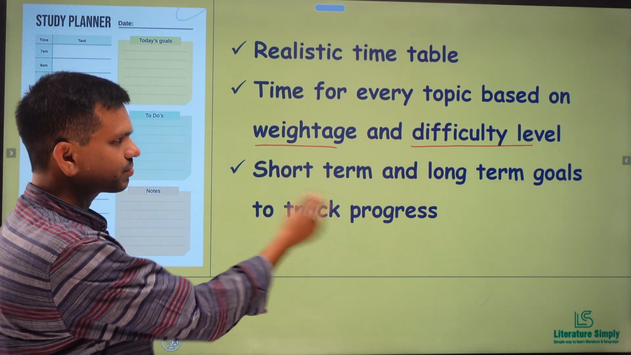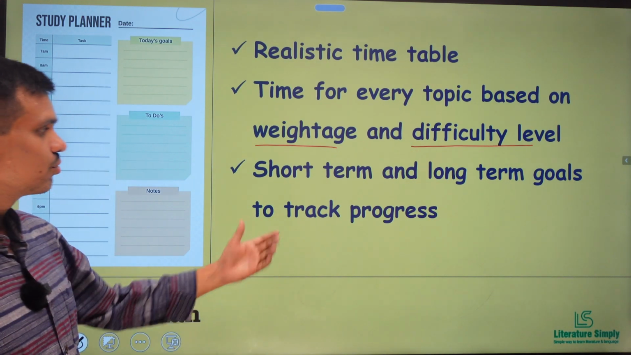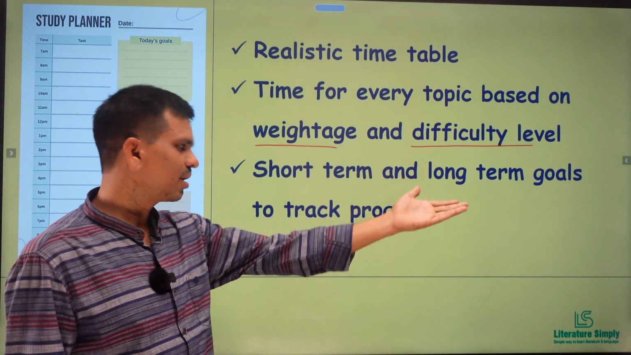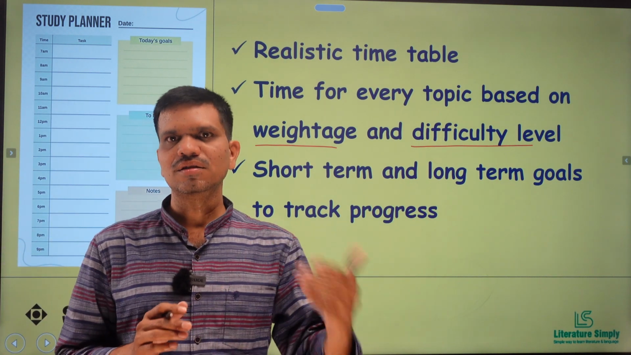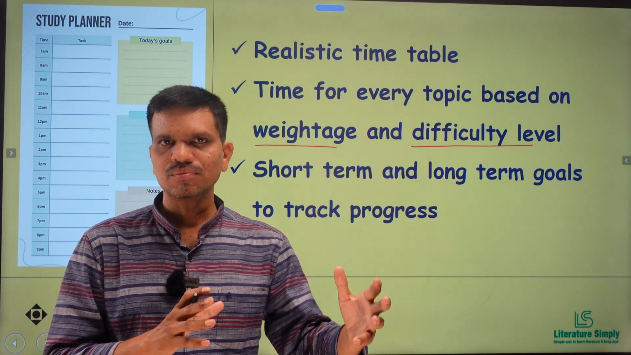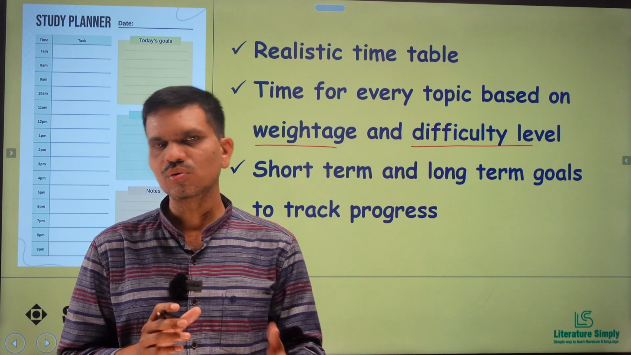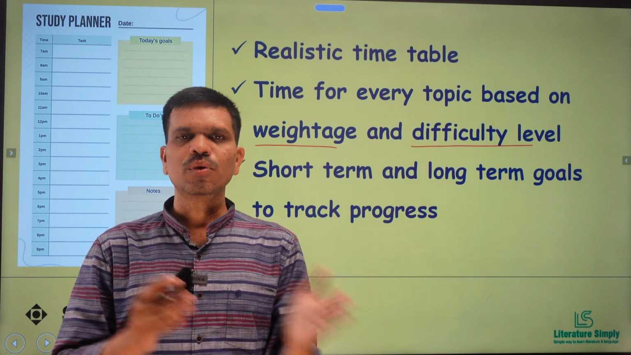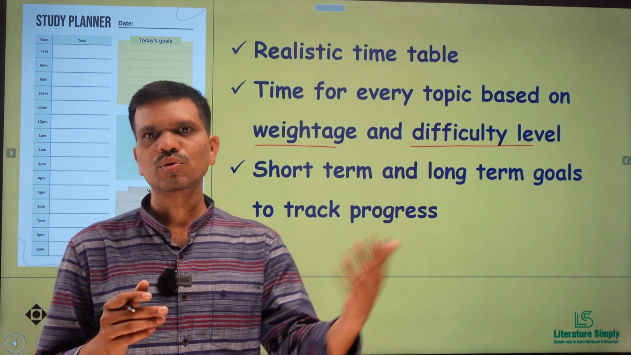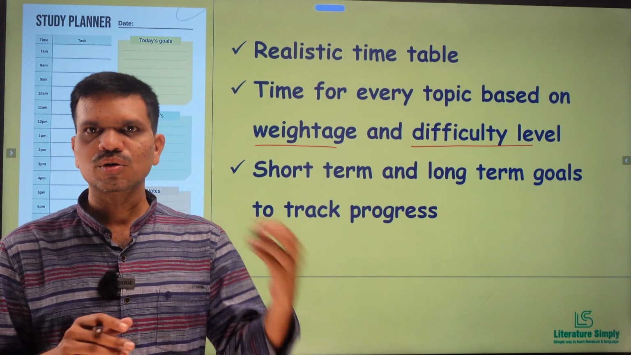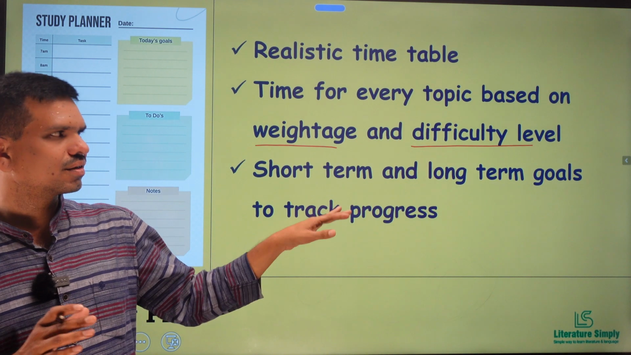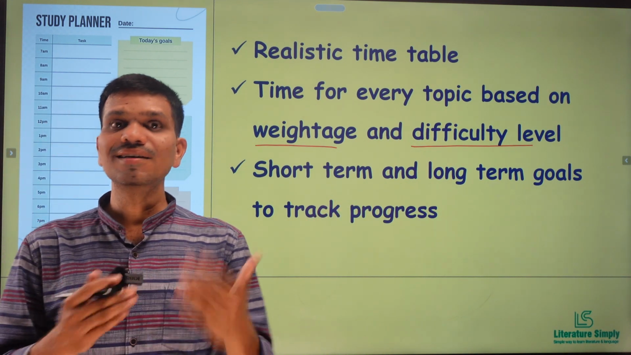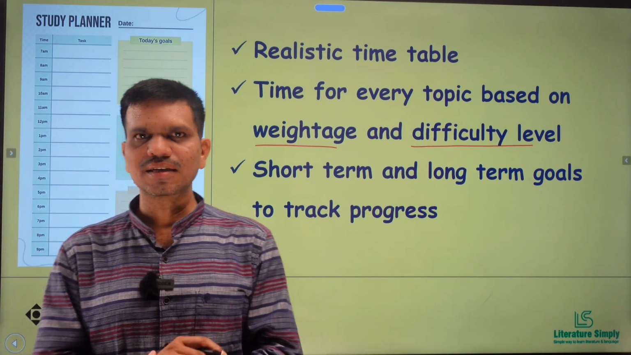Then you should devise short-term and long-term goals, keep these goals, and track your progress. For example, you can set some time in which you are going to read all the American literature, and after that you are going to appear for a mock test, or solve some previous year question papers. These kinds of things give you a very clear idea of your preparation for the NET examination.